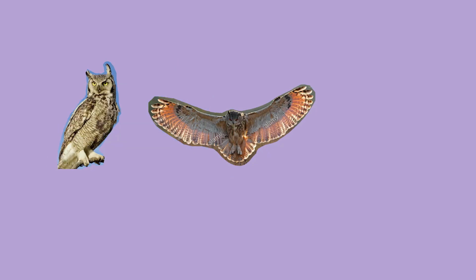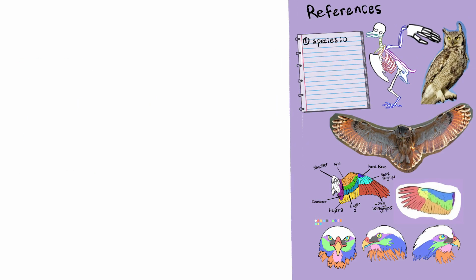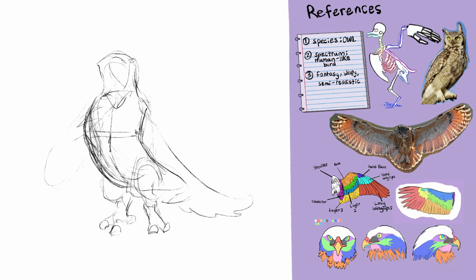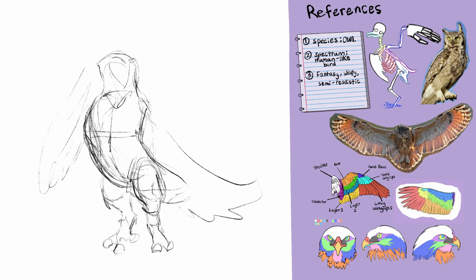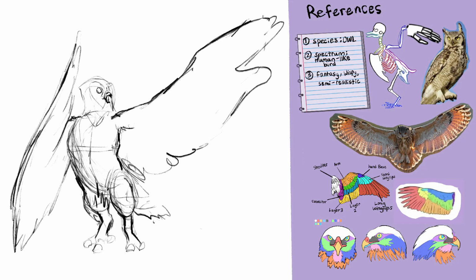Alright, so for our first example, I chose the owl. I wanted it to be a slightly human-like bird, and I wanted to make it kind of fantasy/semi-realistic with wispy line work. I started off the drawing with a really quick gesture sketch to figure out the pose and overall shape of the character, and then I started filling out those anatomical structures based on the diagrams and references I collected. A lot of drawing bird characters is just observing and drawing, observing and drawing.